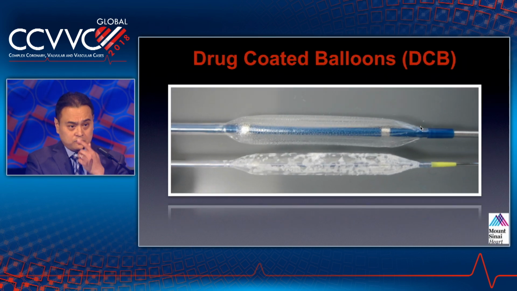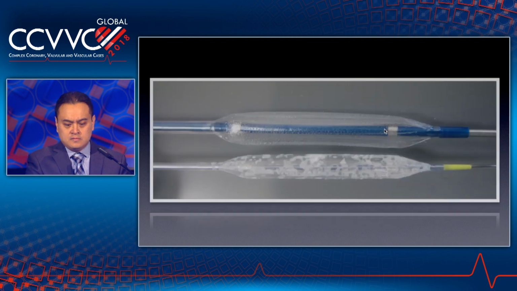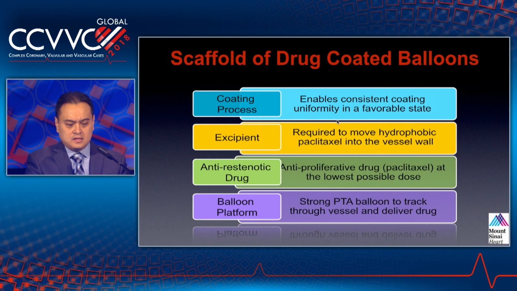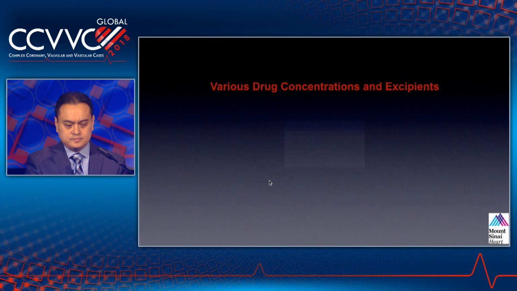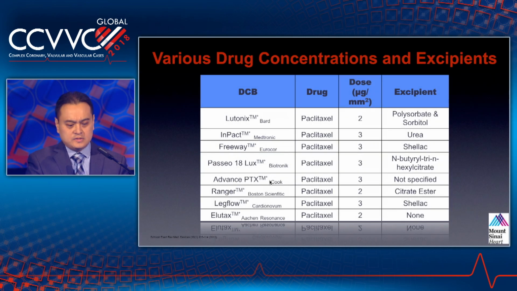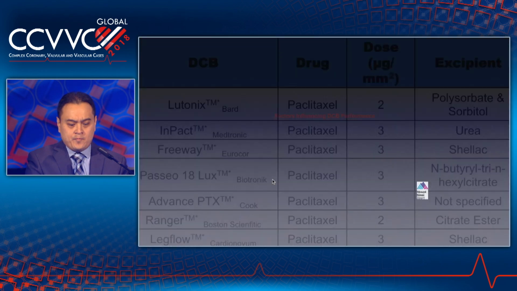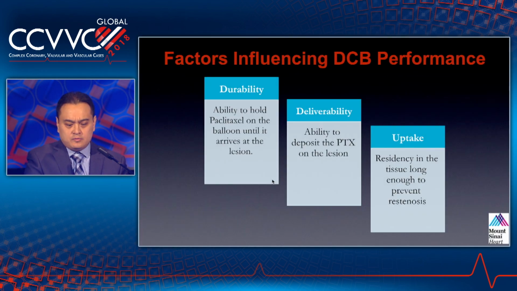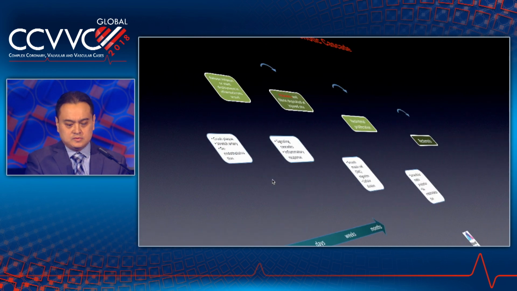It would be amiss if I didn't talk about the latest sexy thing on the market right now, which is the drug-coated balloons. Basically, the scaffolding of the drug is the coating process. They use paclitaxel for this balloon, the excipient that helps transfer the drug to the wall, and the balloon platform. There are a lot of DCB drug-coated balloons on the market now. Lutonix Impact is in. And the durability, developability, and uptake is what drives the performance of this balloon.